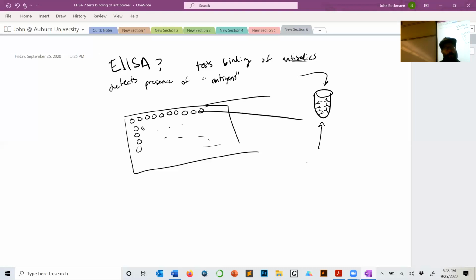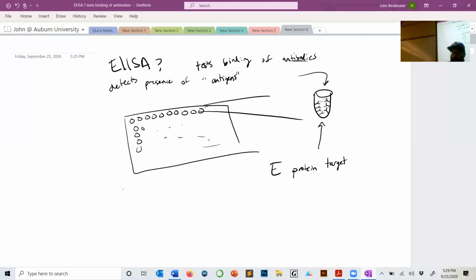Not the receptor. What part of the virus? We talked about this. The E protein. The E protein is going to be their target. The E protein of these flaviviruses is their target.